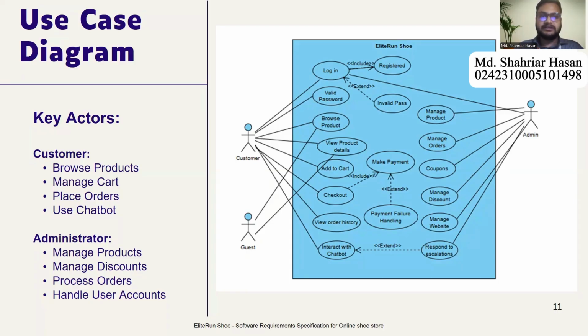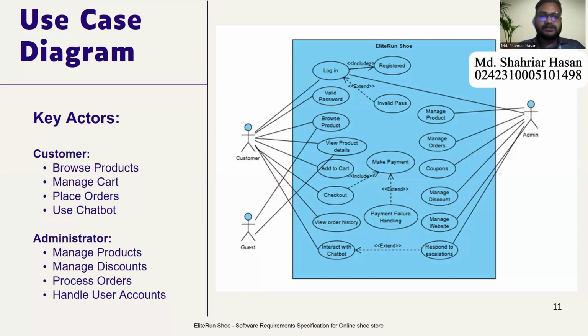Myself, Muhammad Shahriar Hassan. The last four digits of my ID are 1498. I will discuss the use case diagram for our project, EliteRun Shoe. This diagram helps us understand who uses the system and what actions each can perform. In our system, there are three types of users: first of all, the guest user, the customer, and the admin.